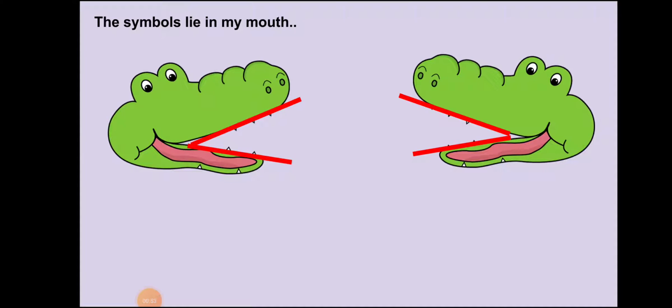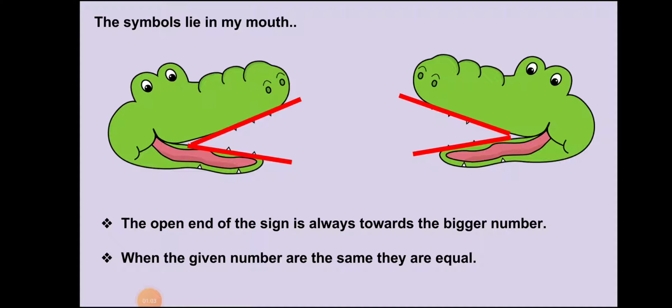Now see the symbol. Now observe the picture, students. The symbols lie in the mouth of the crocodile. So the first point: the open end of the sign is always towards the bigger number. When the given numbers are the same, they are equal.